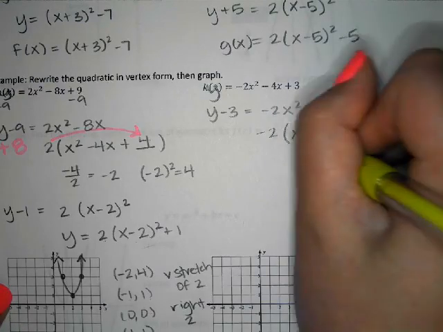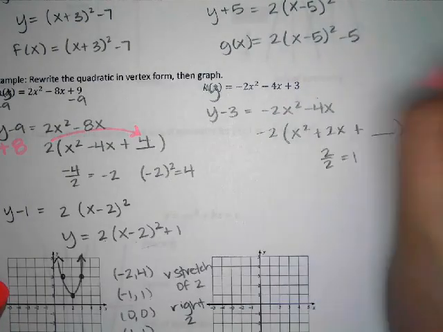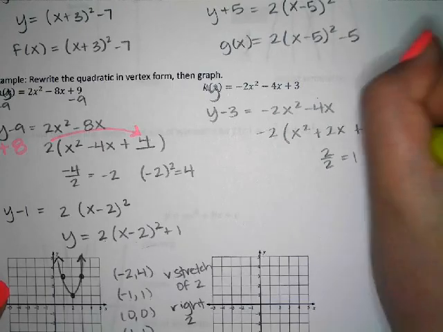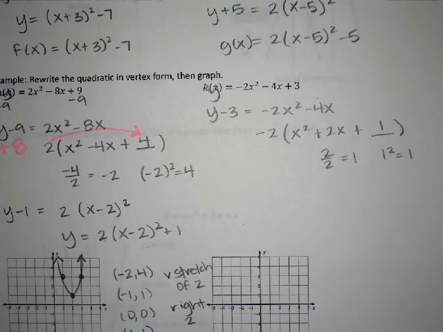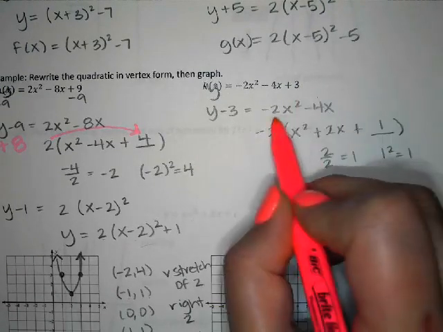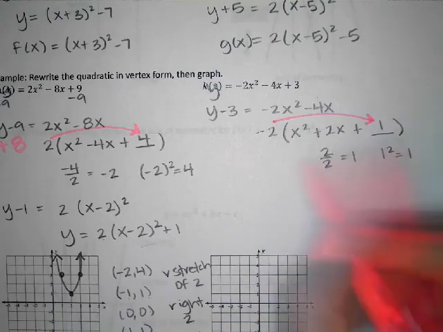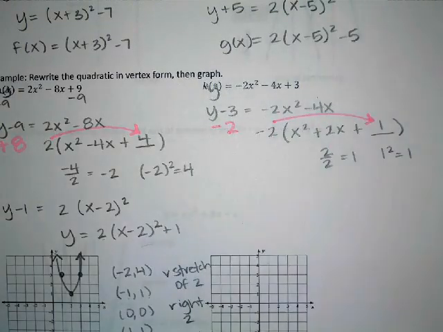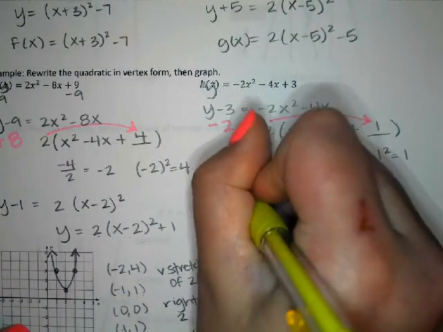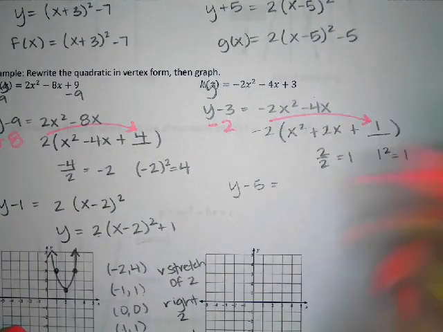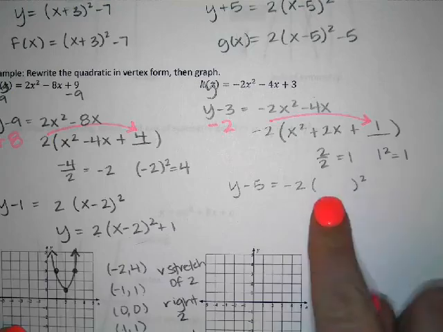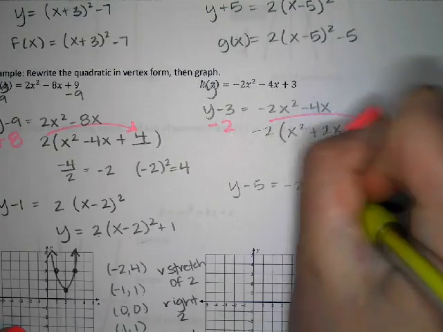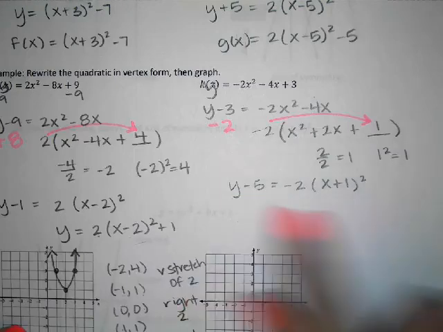So 2 divided by 2 is 1, 1 squared is 1. So 1 is the number that completes the square, but I didn't really add 1 to the right side of the equation. I actually did negative 2 times 1, so that's actually negative 2. Okay, so we have y minus 5 is negative 2 parentheses squared, and then the number that I got when I divided by 2 is what goes in the parentheses. And then I'll just add the 5 over.